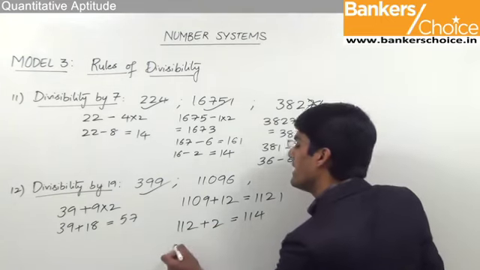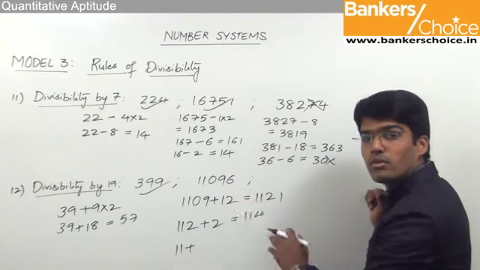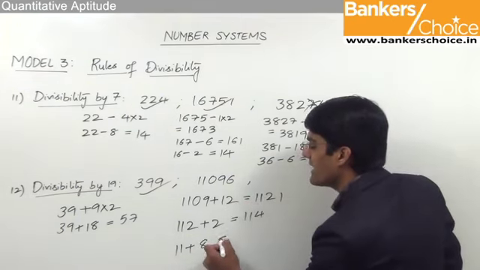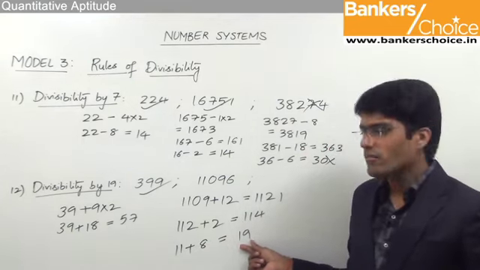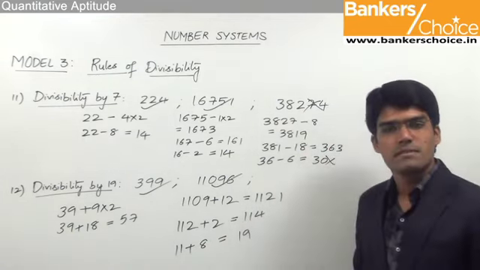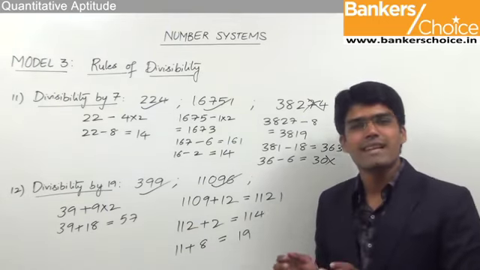Again, moving on, 11 plus the units place multiplied with 2. 4 into 2 is 8. 11 plus 8 is 19. Now 19 is divisible by 19. So very clearly even this number is divisible by 19. So that's how we can check the divisibility for 19. So 7 and 19 are similar to each other.